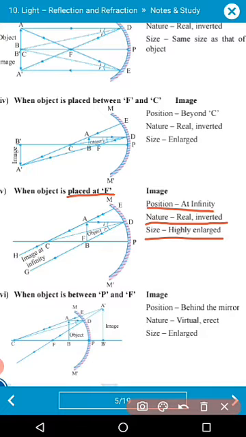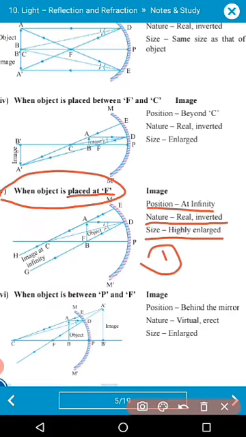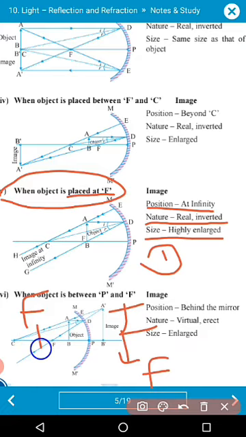Fine. So this case and case 1 are the same, because in case 1 I put my object at infinity, I get my image at F. In this case I am putting my object at F, I get my image at infinity. Understood? So these two cases are the reverse of each other.